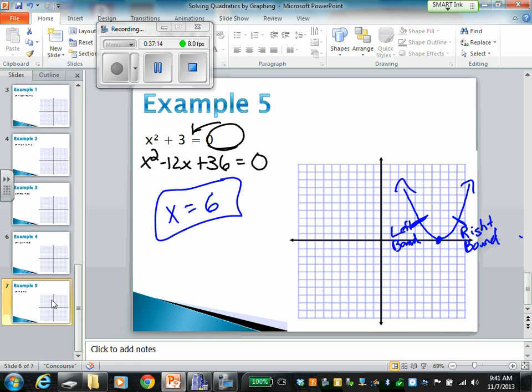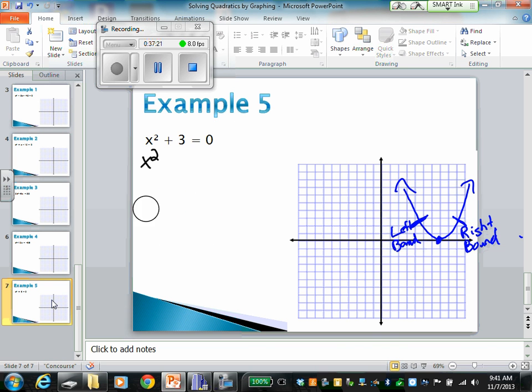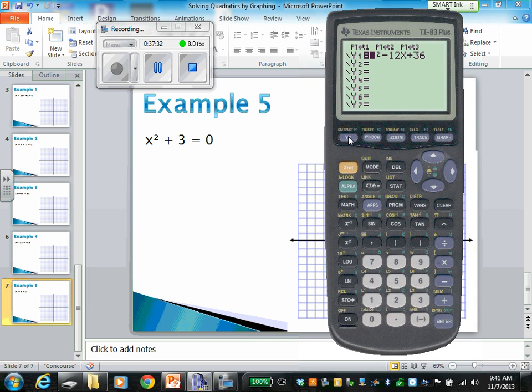All right, let's try it. Here's example 5. Is this one still quadratic? It's got the x squared, but it doesn't have an x term. It doesn't have to, as long as it has x squared. If it has an x squared, it is quadratic.